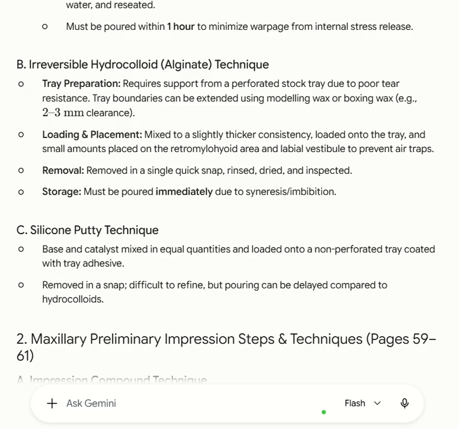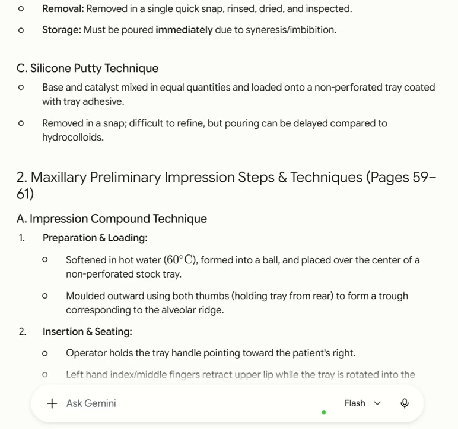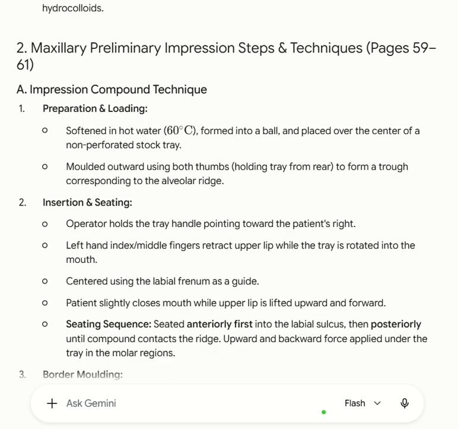2. Maxillary preliminary impression steps and techniques, pages 59 to 61. A. Impression compound technique. Preparation and loading: softened in hot water at 60 °C, formed into a ball, and placed over the center of a non-perforated stock tray. Molded outward using both thumbs, holding the tray from the rear, to form a trough corresponding to the alveolar ridge. Insertion and seating: operator holds the tray handle pointing toward the patient's right. Left hand index and middle fingers retract the upper lip while the tray is rotated into the mouth.